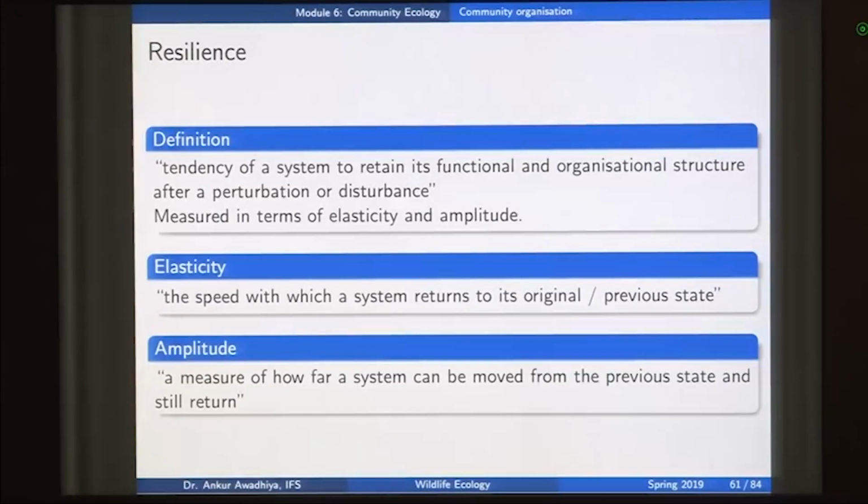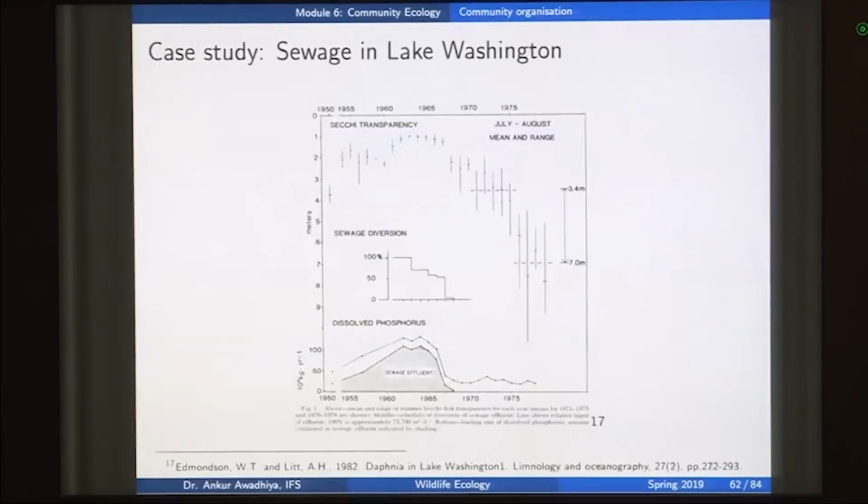Now, why are these concepts of resistance and resilience so important? As we have seen, because we are adding a number of disturbances to different communities. Now, this is a case study of sewage in Lake Washington.